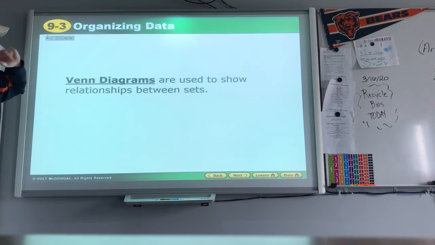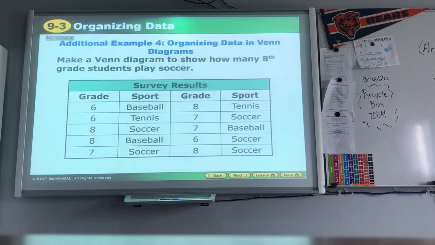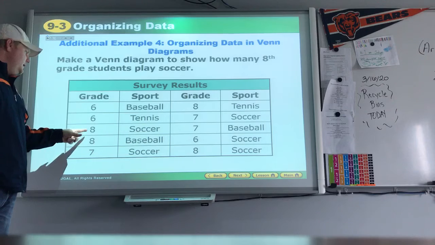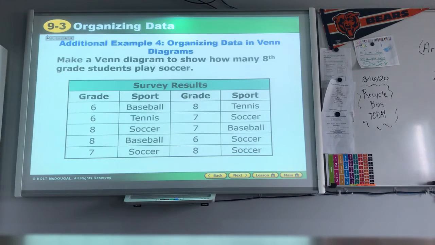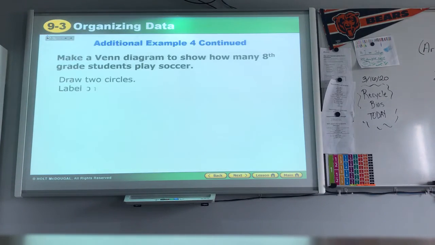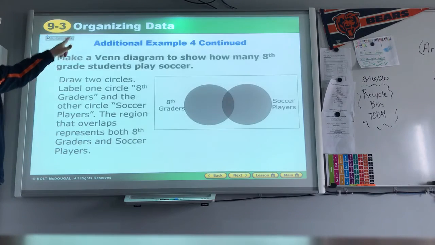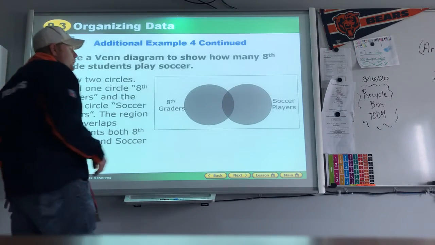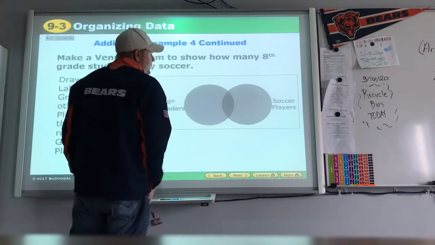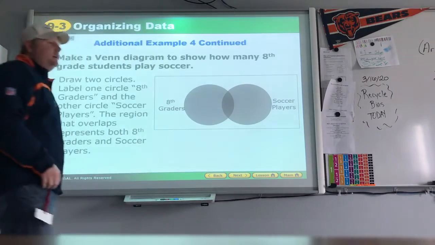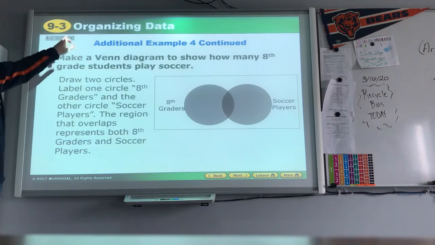Now, a Venn diagram, these are my favorite probably. So, make a Venn diagram to show how many 8th grade students play soccer. Okay, so grade 8, soccer, sport, baseball. Here's what we're going to do with that data. 2 circles, label one 8th grade and the other soccer. So, 8th graders and soccer players. So we might have 15 8th graders and 15 soccer players, but we might only have 6 that overlap in that area that are 8th graders that are soccer players.